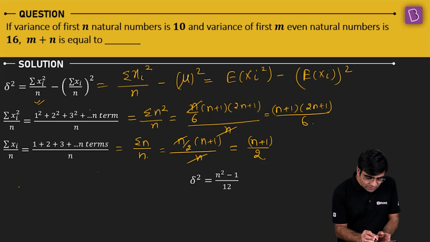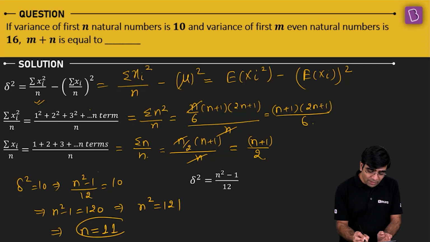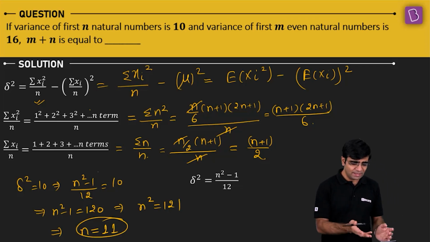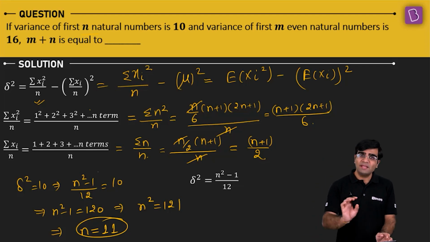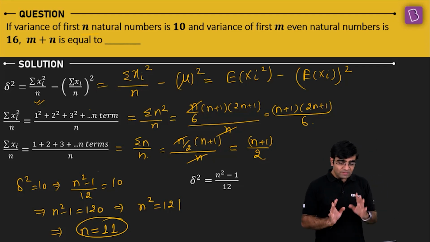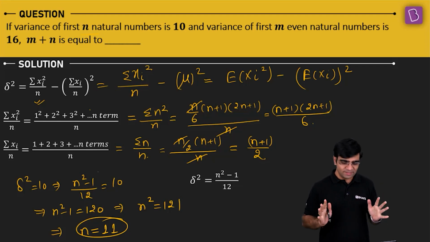Now I know that this delta square is given to me as 10, which implies that n square minus 1 by 12 is 10, which implies that n square minus 1 is 120, which implies that n square is 121, which implies that n is equal to 11, not plus minus 11. Why? Because these are natural numbers, right? N is the count of the first n natural numbers, so this has to be a natural number only. So n equals 11. Wow, a lot of calculation, but I finally reached the value of n as 11. Sorted, everyone.